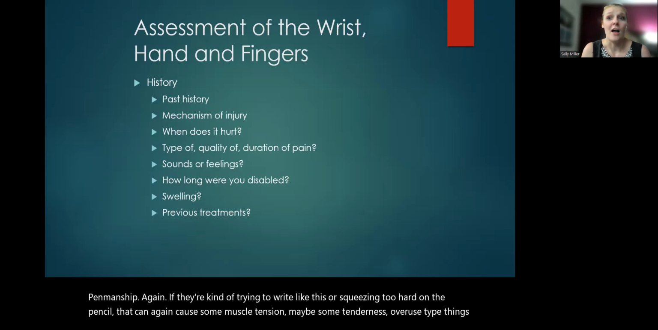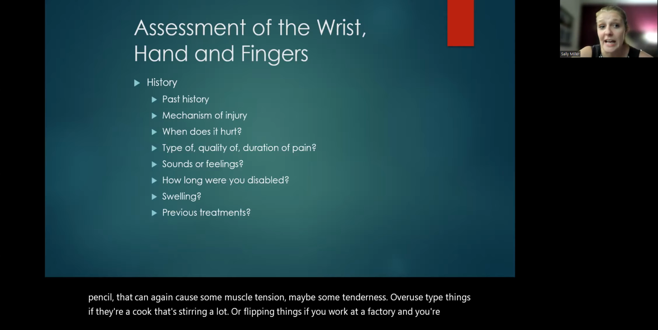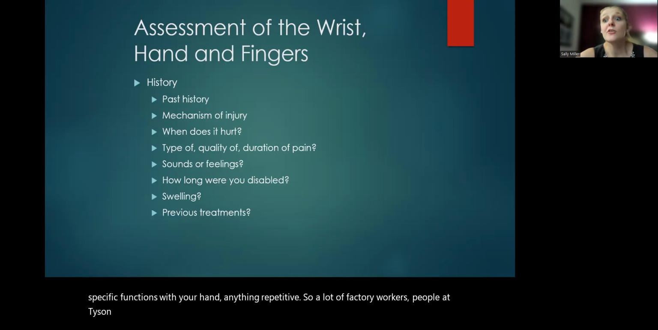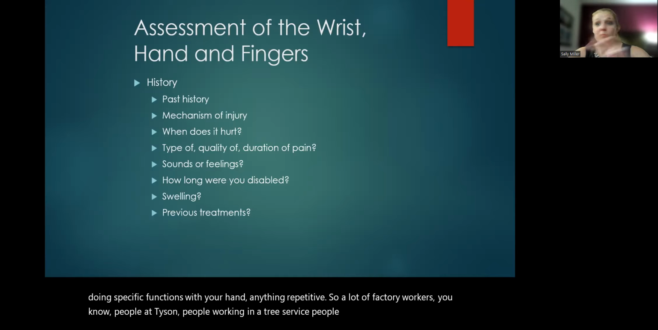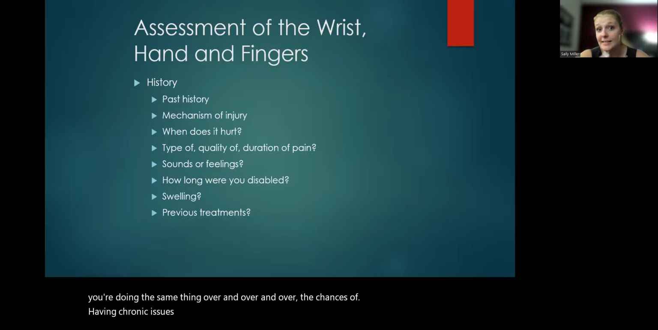If they're a cook that's stirring a lot or flipping things, if you work at a factory and you're doing specific functions with your hand, anything repetitive. So a lot of factory workers, people at Tyson, people working in a tree service, people stacking bricks, if you're doing the same thing over and over and over, the chances of having chronic issues, especially at the wrist, hand, fingers, is definitely going to increase.